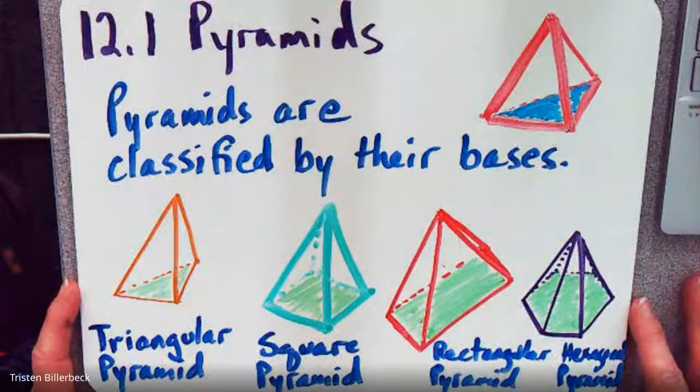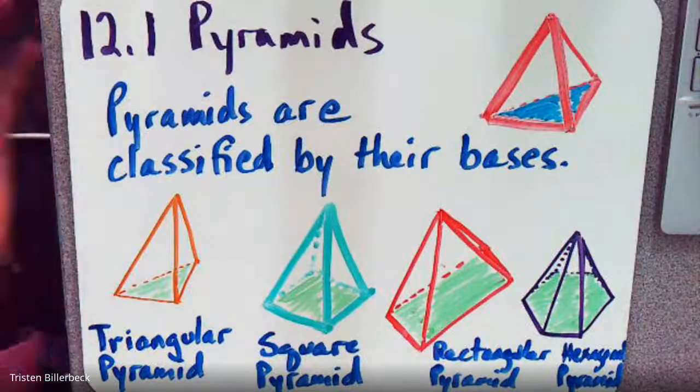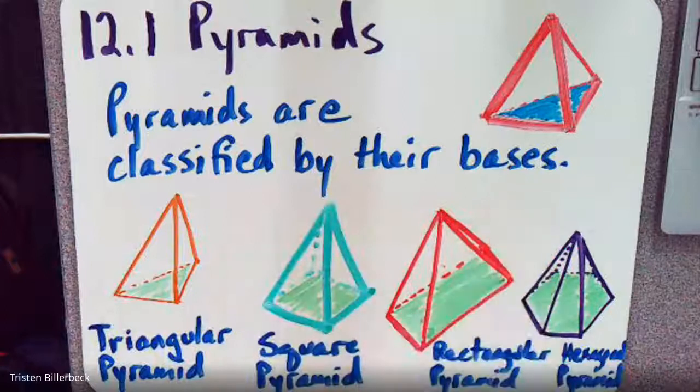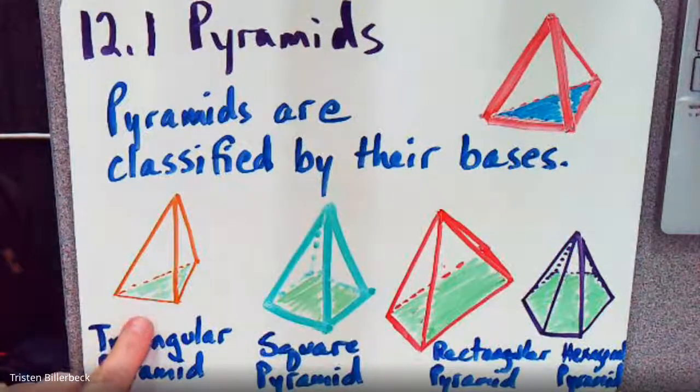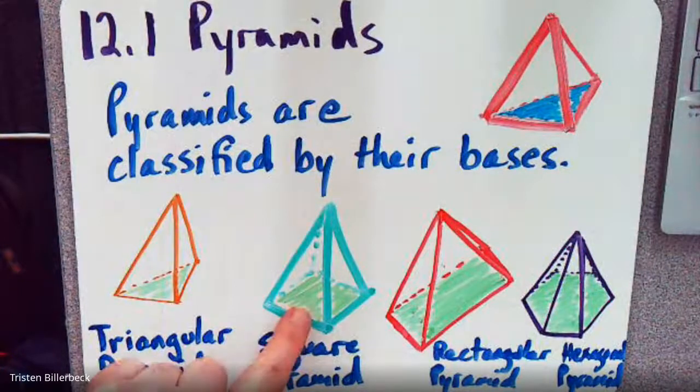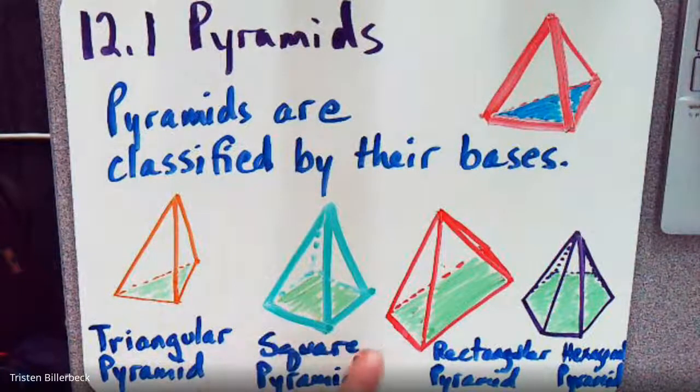Good morning, this is Ms. Billerbeck, and we're going to talk about 12.1 pyramids. So pyramids are classified by their bases. This one's a triangular base, so it's a triangular pyramid. A square base, so a square pyramid. A rectangular base, a rectangular pyramid. And a hexagonal base, so a hexagonal pyramid.